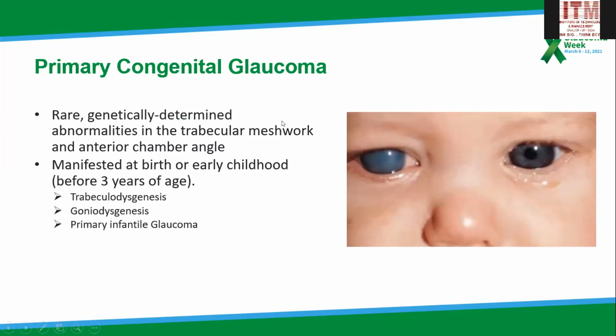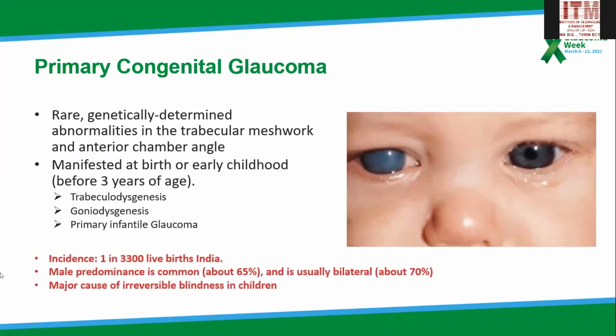Primary congenital glaucoma, as I said, is the glaucoma that we see in children who are basically born with it. As it is written here, it is rare, but it is not as rare in India. The incidence of primary congenital glaucoma is 1 in 3,300 live births. In Western countries it is very much less, like 1 in 10,000 live births you will see a case of primary congenital glaucoma. So it is very common here.